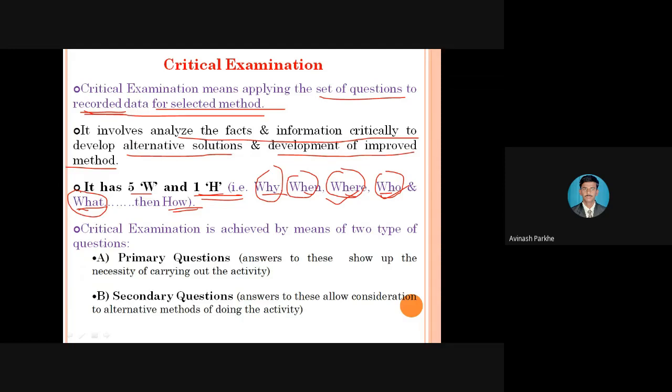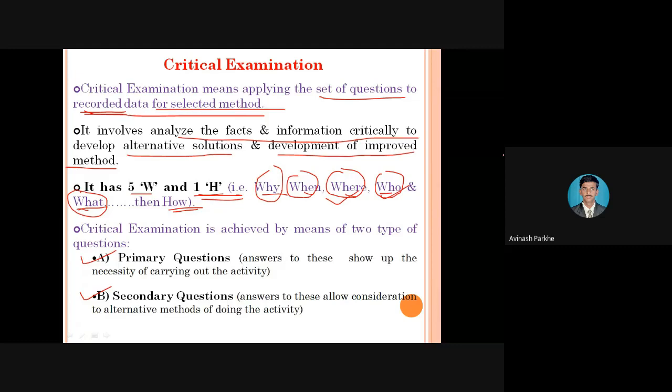So in this particular critical examination, we are asking two types of questions. One is the primary question and second is the secondary questions. In primary questions, which types of questions are asked? In the secondary questions, which types of questions are asked? That part is also very important.